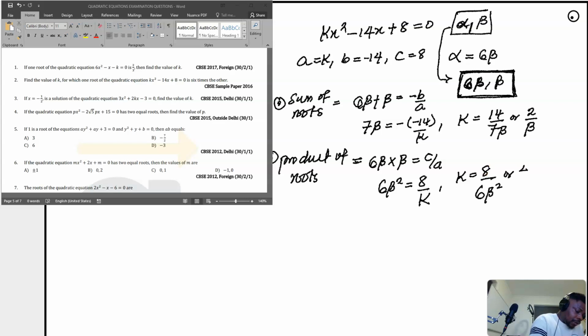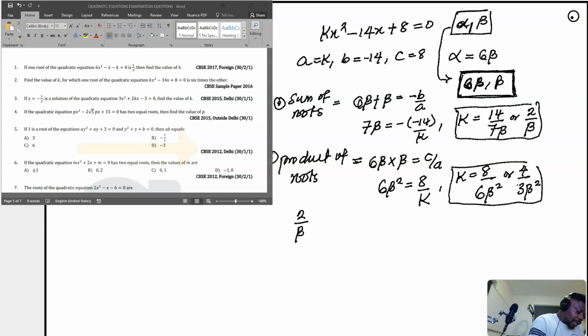Say 2 here is 4, 2 here is 3. So this is our k. Now you can see the k value is here, and the k value is here. So we can equate the 2 k values together. So 2 over beta is equal to 4 over 3 beta squared. This can cancel one of the beta. So this is 6 beta equals 4. So beta is 4 over 6, or 2 over 3.